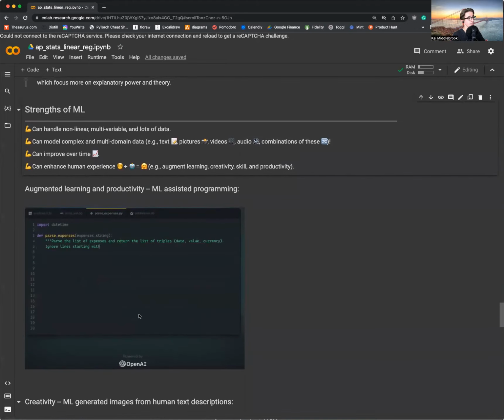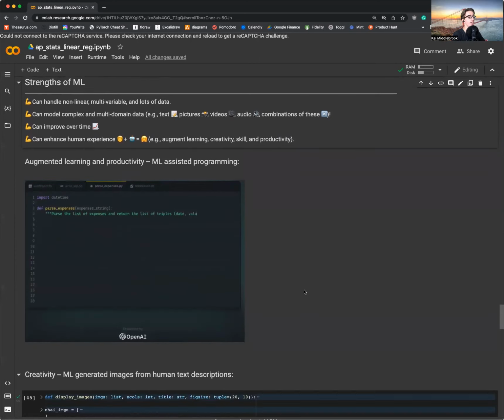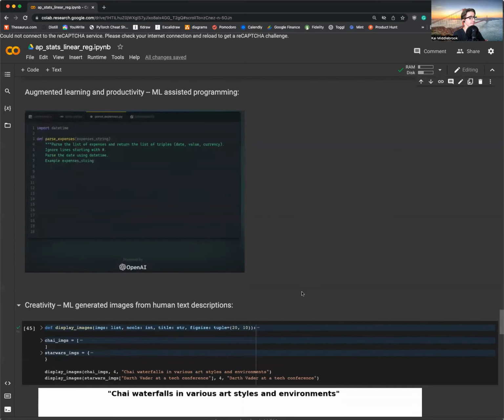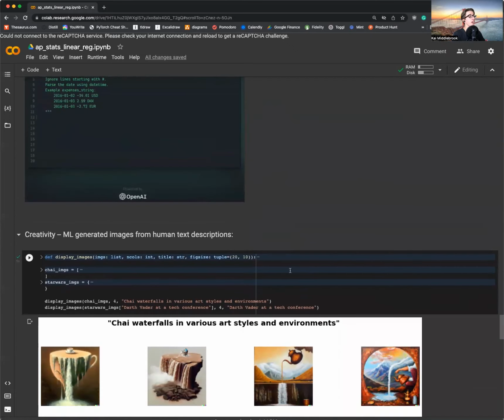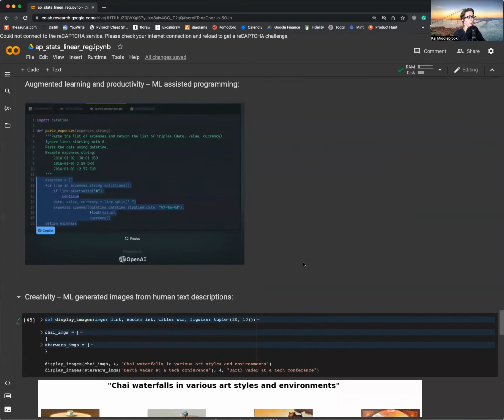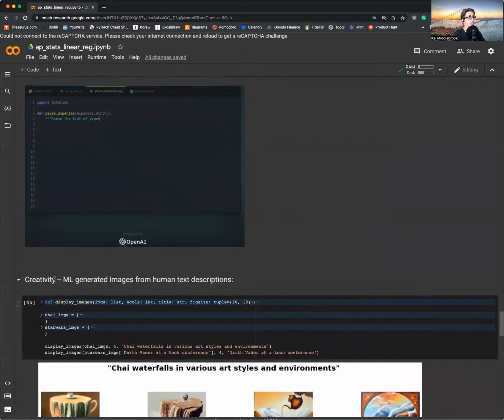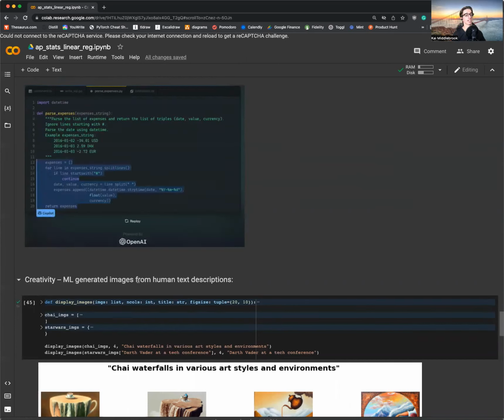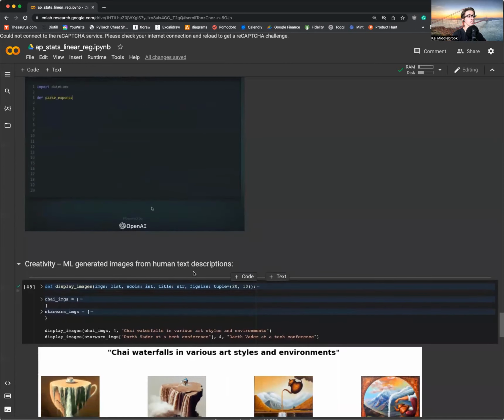In fact, with this specific example, this machine learning algorithm is able to generate entire video games just from text descriptions, which in code, which is awesome. Okay, so another really exciting example of machine learning is machine learning for creativity, where the machine learning algorithm is able to generate images from human text descriptions. So humans input some text and the machine learning model generates images from that.